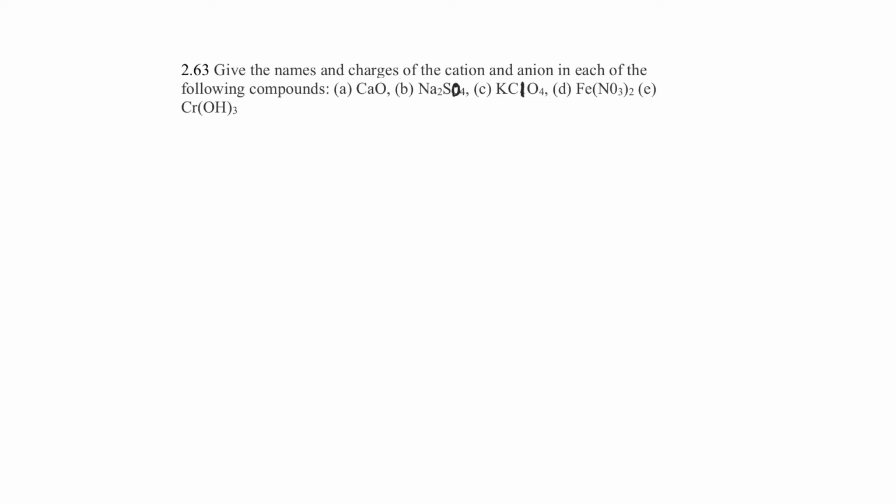Hello, this is Chemistry, the Central Science, 11th edition. We're in Chapter 2 on atoms, molecules, and ions, and this is the end of the chapter, question number 63. Give the names and charges of the cation and the anion in each of the following compounds.